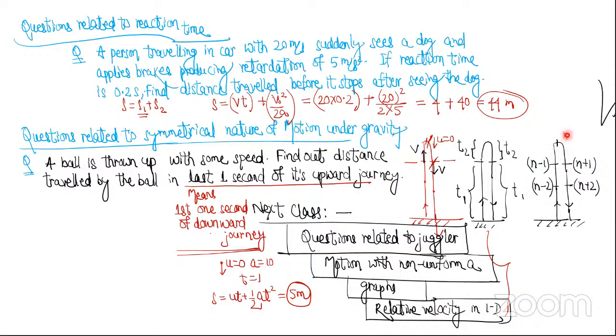Third point is about positions. If at time equal to n seconds it is at the topmost point, then at n minus 1 second and n plus 1 second, it will be at the same height. At n minus 2 seconds and n plus 2 seconds, it will be at the same height. So these are the 3 points I said.